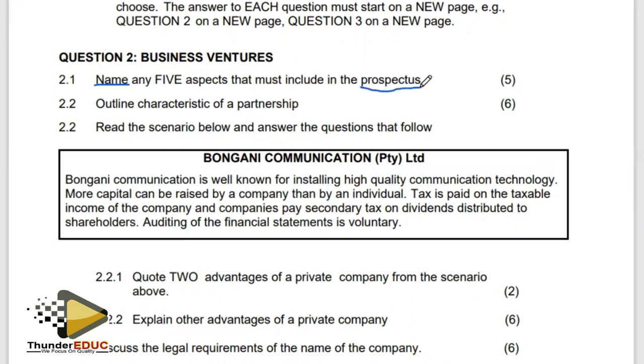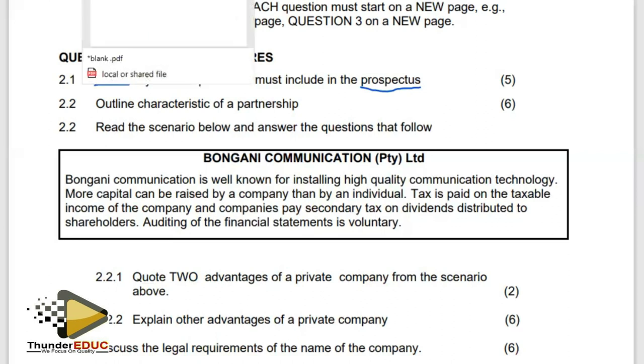How do we deal with this question? The most important thing is to go to your answer sheet, and first of all, number and identify the question you are going to answer. Before you even go there, make sure that you start every question on its own page. Don't mix up section A with section B.